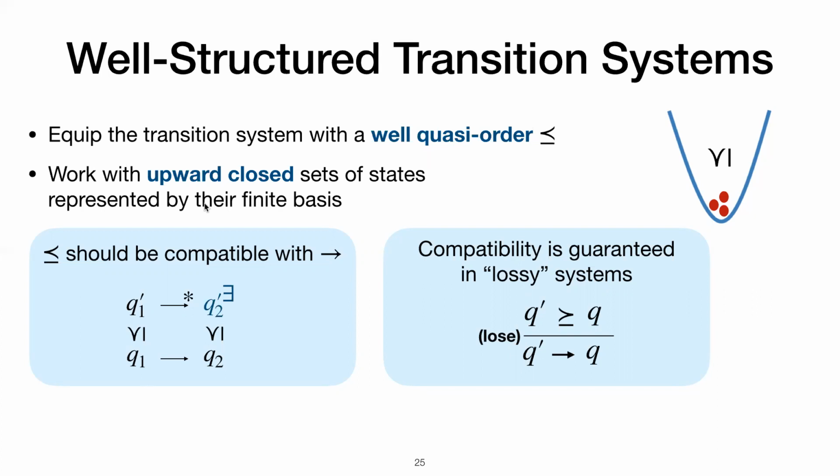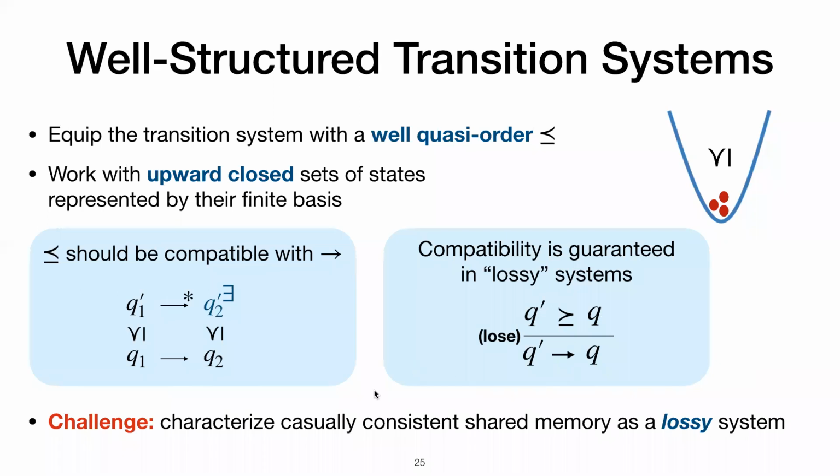Now, one simple observation is that instead of compatibility, we can get it for free if we have this step in our system. If we have what I call a lossy step, so if Q prime is larger than Q, then we allow the transition from Q prime to Q, and then it's not difficult to see that we get this for free. So we would like to have this kind of step in our system. We need to find a well quasi-order and have this step in order to have a well-structured transition system. When we have this step, we call the system lossy, and this reduces the challenge to characterizing causally consistent memory as a lossy system.